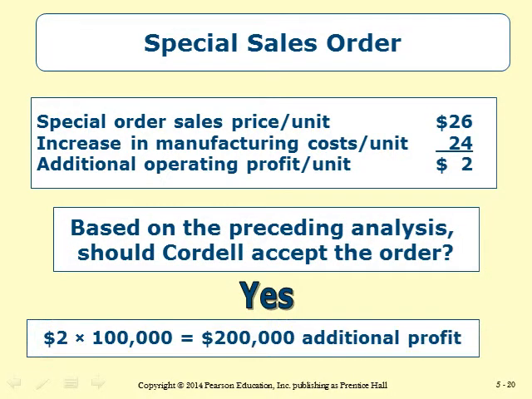The special order unit price is $26, as we saw. The increase in the manufacturing cost per unit is $24, so we have an additional operating profit per unit of $2. Based on the preceding analysis, should we accept the order? Well, we're going to say yes, because the $2 additional operating profit per unit at 100,000 units equals $200,000 additional profit.